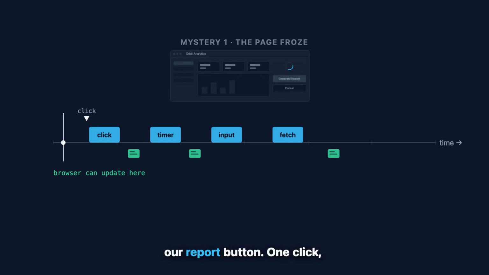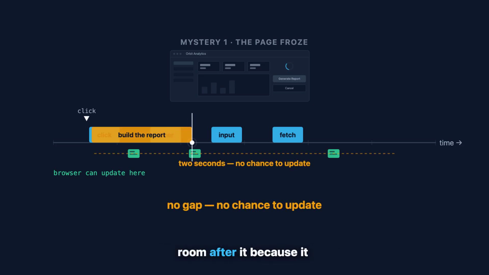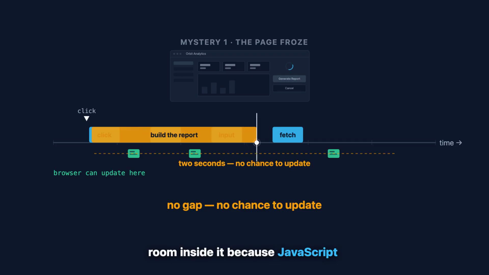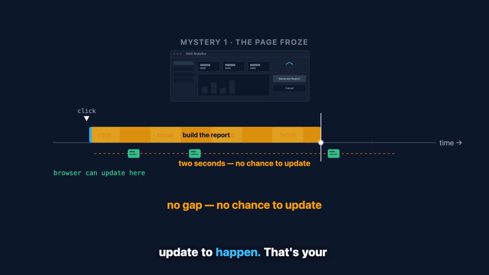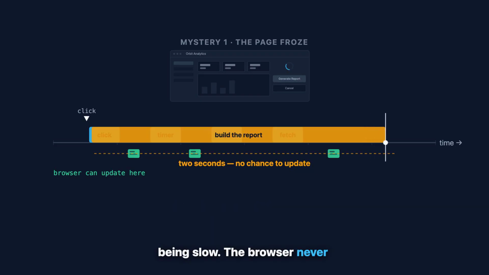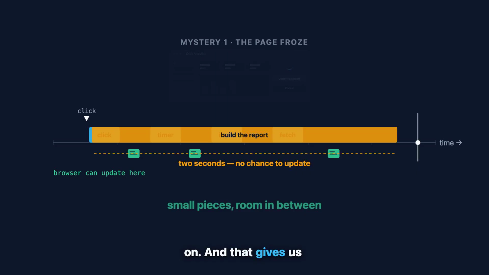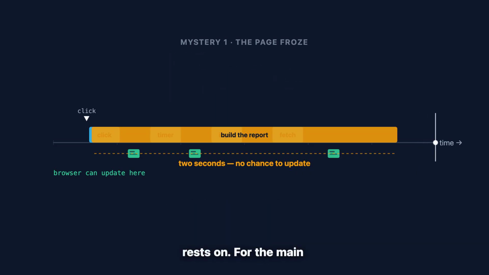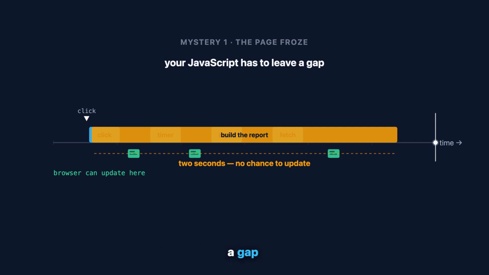Now let's click our report button. One click, one piece of JavaScript, and it runs for 2 seconds without ever stopping. There's no room after it because it hasn't finished. And there's no room inside it because JavaScript doesn't get interrupted halfway through. So there's nowhere for that update to happen. That's your freeze. It isn't the browser being slow. The browser never got a chance to move on. And that gives us the sentence this whole video rests on. For the main thread to update your page, your JavaScript has to leave a gap.